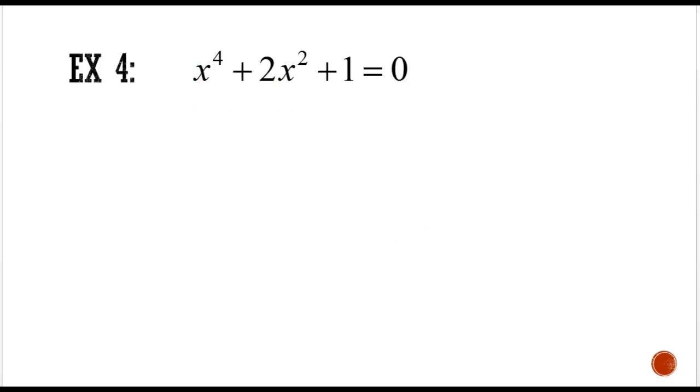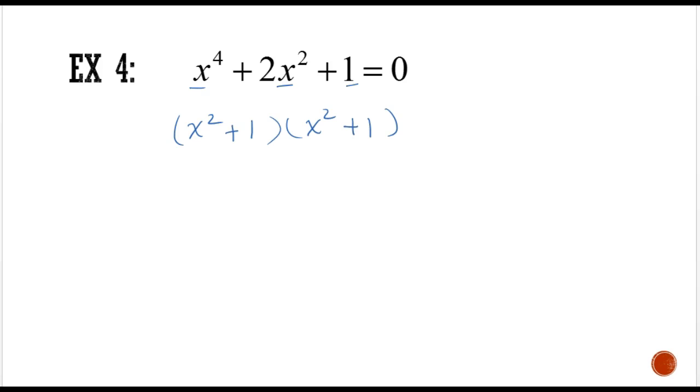Let's look at number 4. All right, this is going to work very similarly to the previous one, right? x to the 4th and x squared here. So I'm going to factor it with x squared as my first part of each factor. Then I need to think about, okay, what 2 numbers multiply to 1 but add to 2? Well, that's easy enough. It's just a 1.